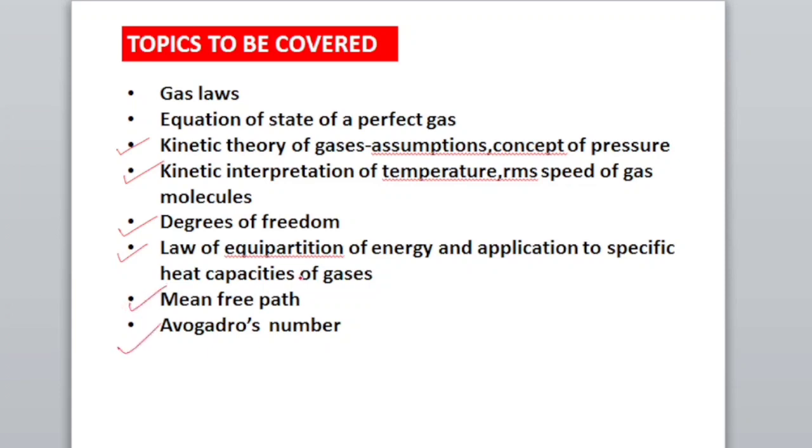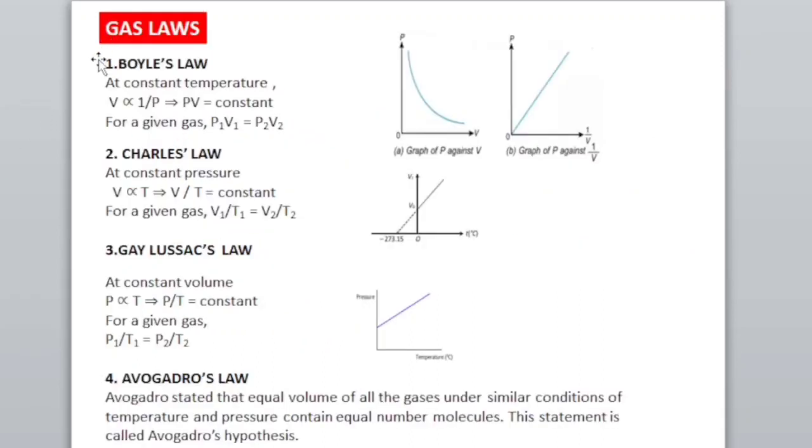This chapter is very small, and in this chapter we basically study about the molecules of gases. Actually, atoms or molecules are constantly in random motion in case of gas. So we basically study kinetic theory of gases. The molecular force of attraction between gas molecules is very small in comparison to solids and liquids. So we only study the behavior of gases and their kinetic energy. So first we will start with the different gas laws, and then the equation of state of a perfect gas. So what are the different gas laws?